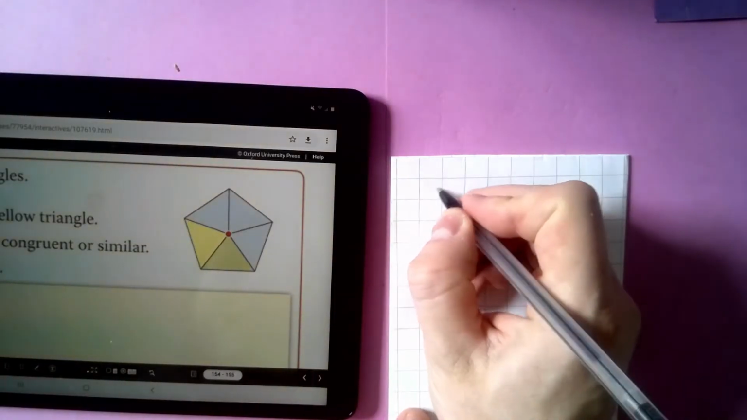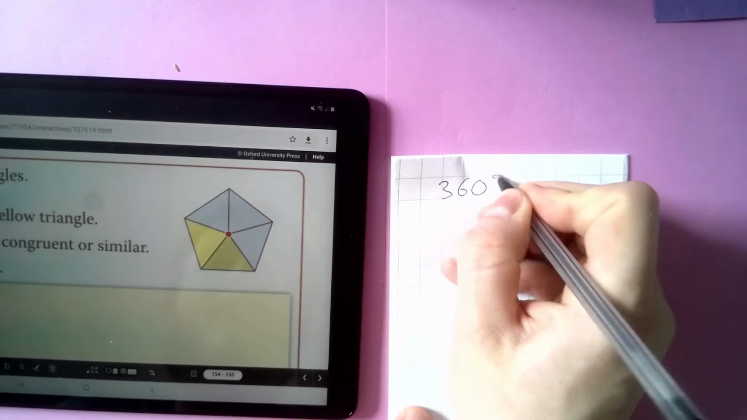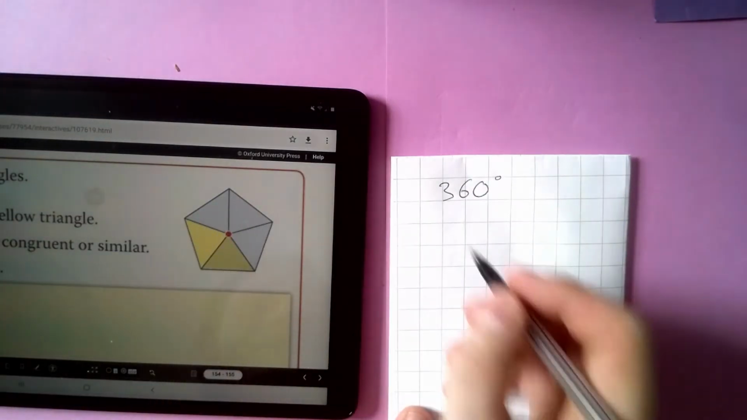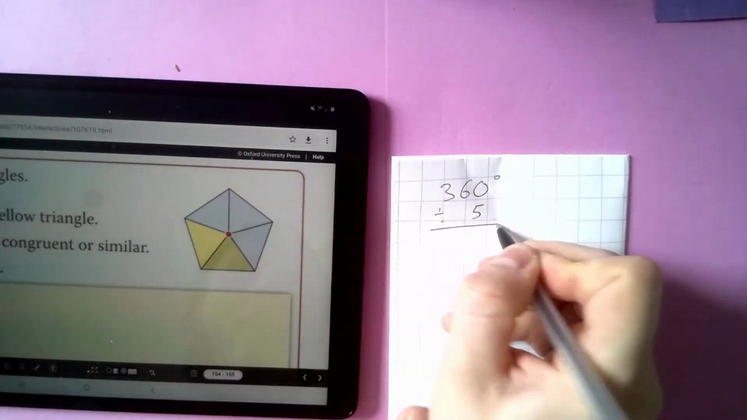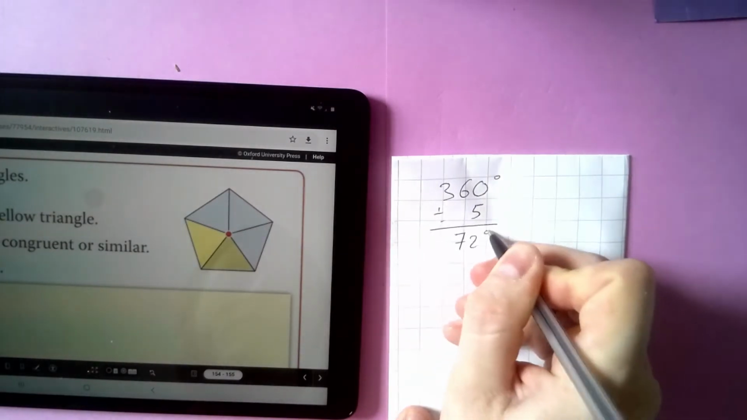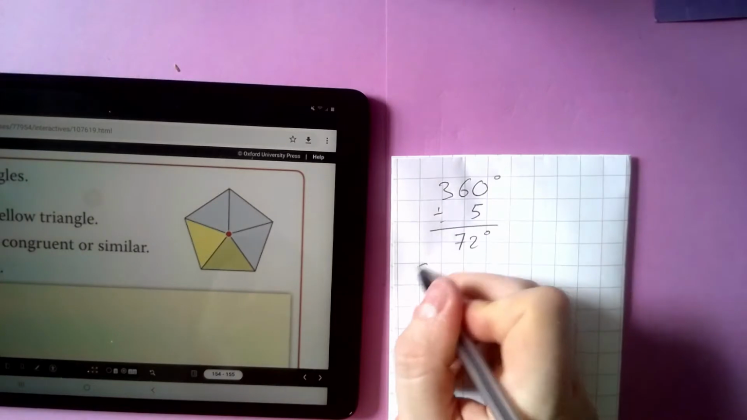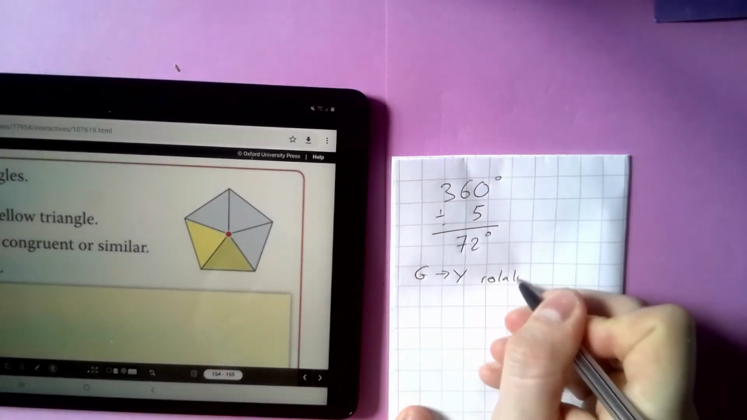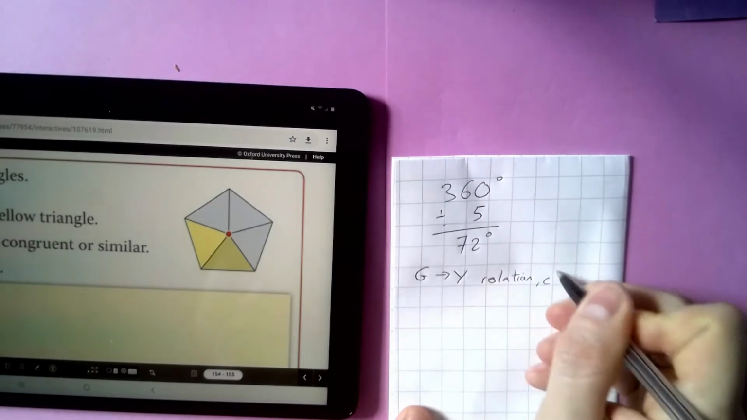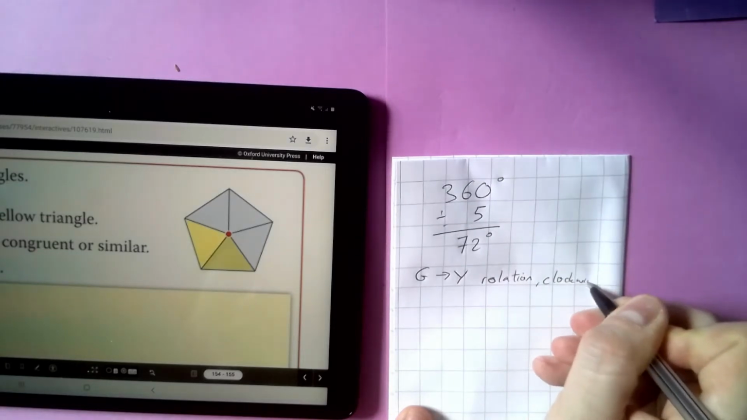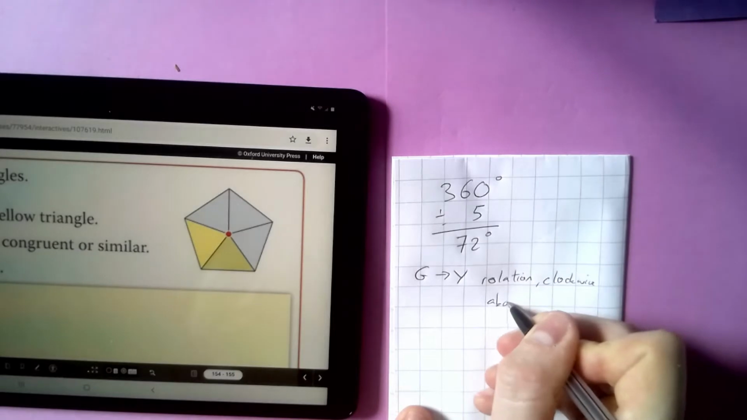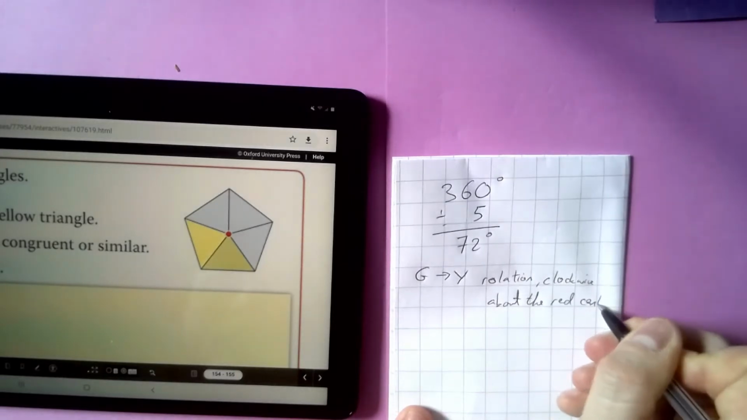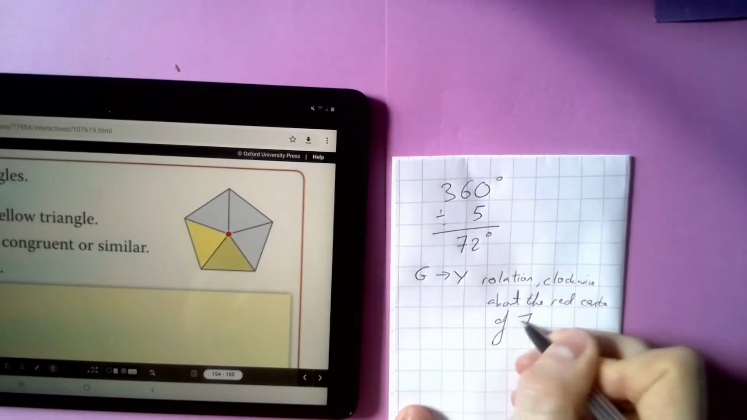An entire circle is 360 degrees. We now have 5 triangles which are exactly the same, so if we divide that by 5, you get 72 degrees. So to go from green to yellow, we have a rotation clockwise about the red center of 72 degrees.